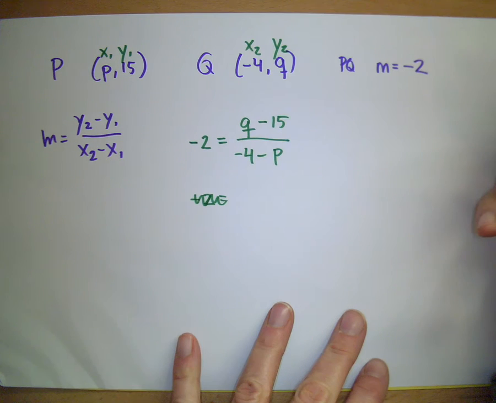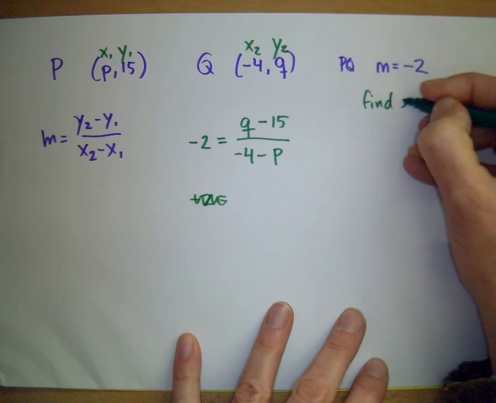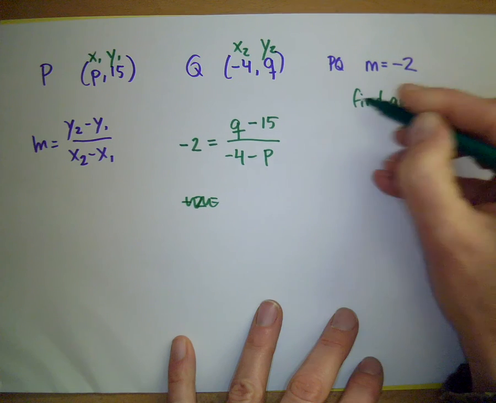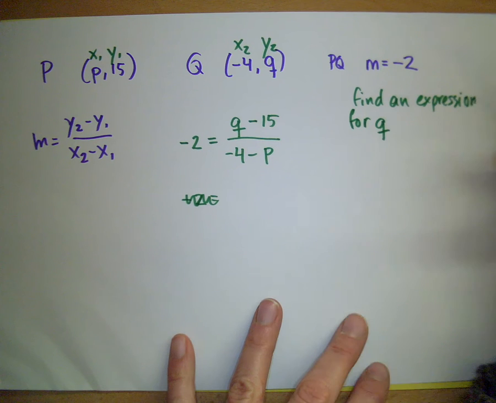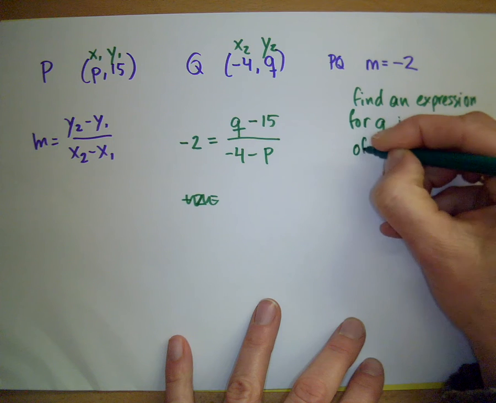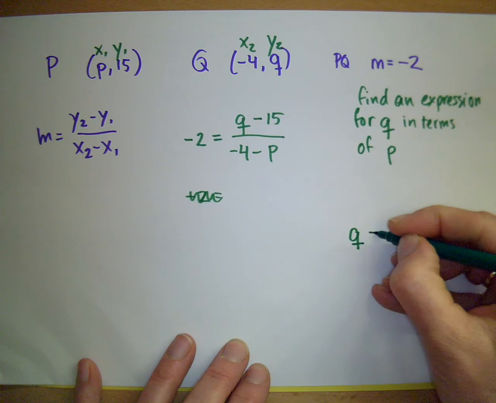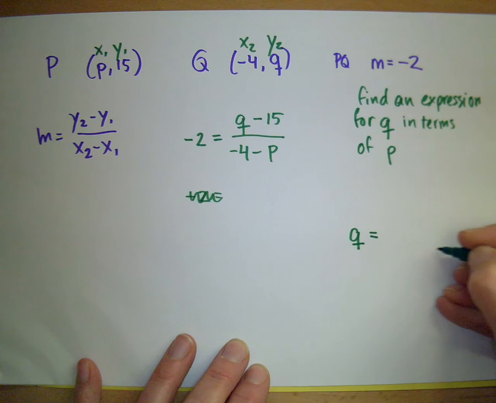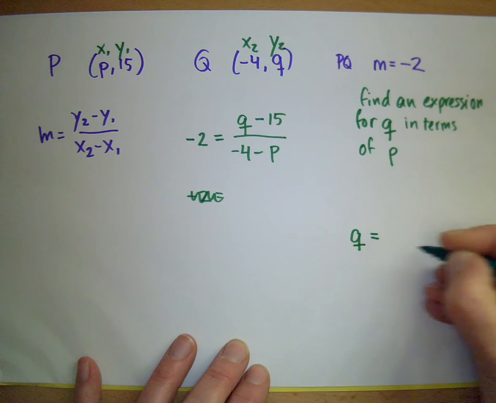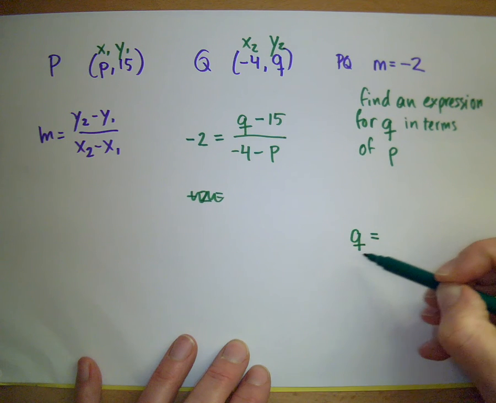Oh, let's read the question. The question says, find an expression for Q in terms of P. What does that mean? We want to find an expression for Q, so Q equals something in terms of P. So Q equals this other expression that includes P, right? So our goal is to get Q by itself on one side.